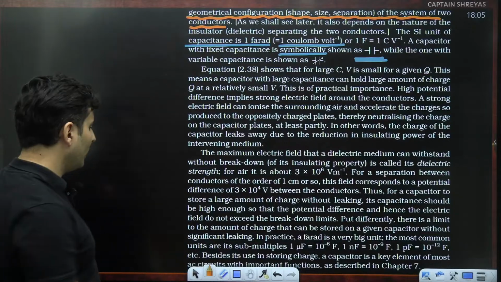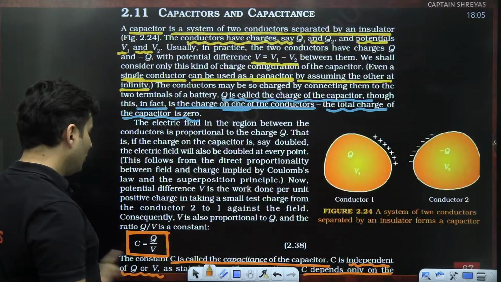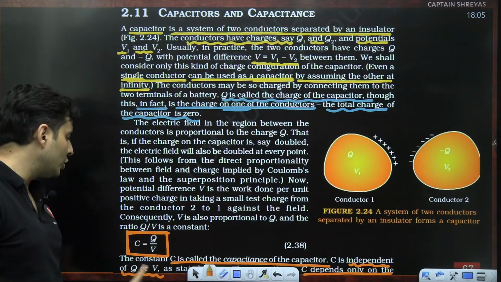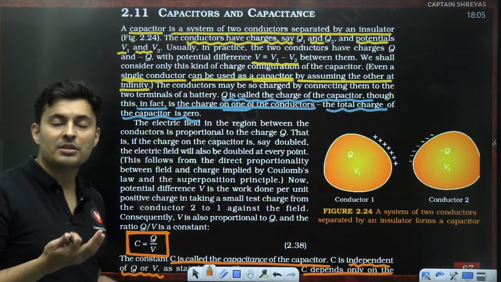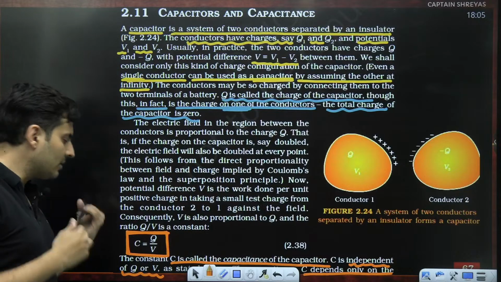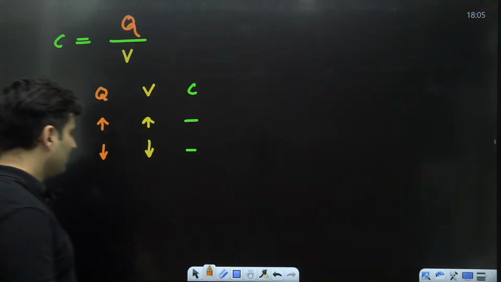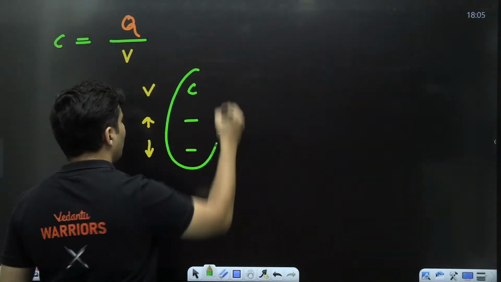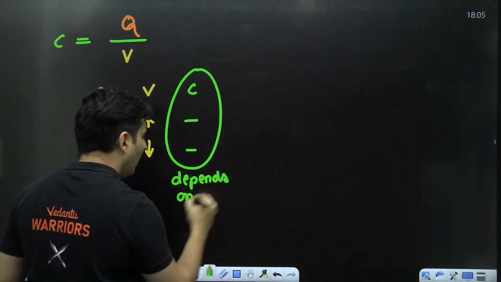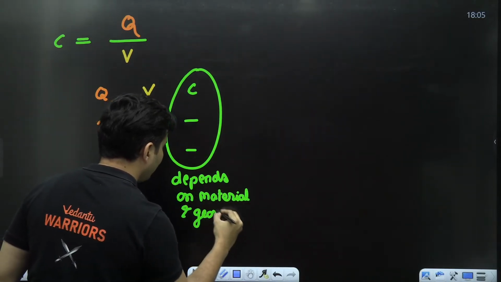By changing the voltage or the charge, don't expect the capacitance to change. Capacitance is independent of Q or V. Don't think more charge means more capacitance. No. More charge means more voltage would have been applied, or less voltage means less charge will be stored on it. In fact, this capacitance depends only on the material, the shape, the size, and basically the geometry.